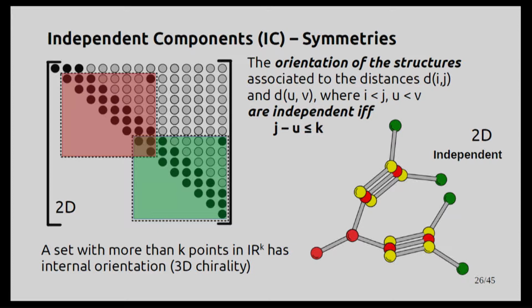And the interesting point is, if the intersection between those points has at most k points, then they will be independent. And the reason is that if you have more than k points in a k-dimensional space, they have a kind of chirality, some internal orientation.